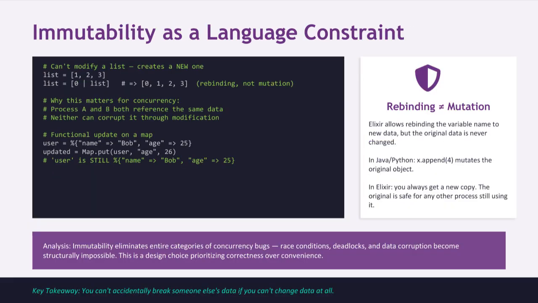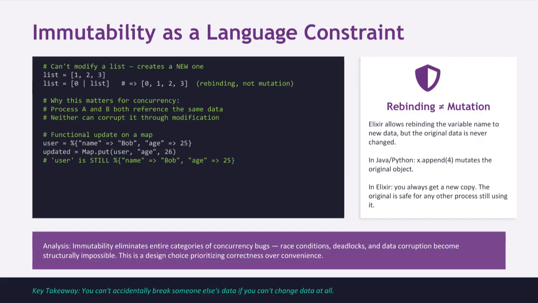Next is immutability. In Elixir, once data is created, it cannot be changed, ever. Look at the code on this slide. When we do list = ..., we're not modifying the original list, we're creating a new list and binding the variable name to it. The original data still exists unchanged.